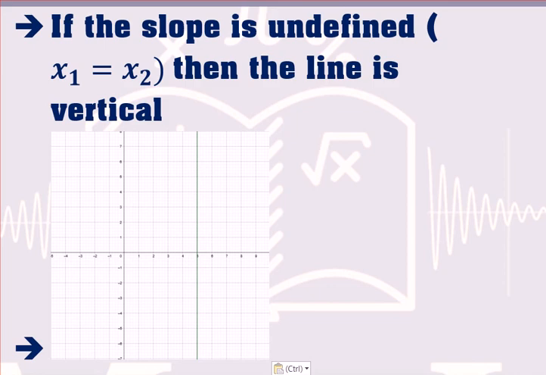Of course, guys, I'll explain more about horizontal, vertical, and oblique lines in other videos. Also, I will focus later on how to graph lines, how to find the equation of a line, and the relation between two or more lines.